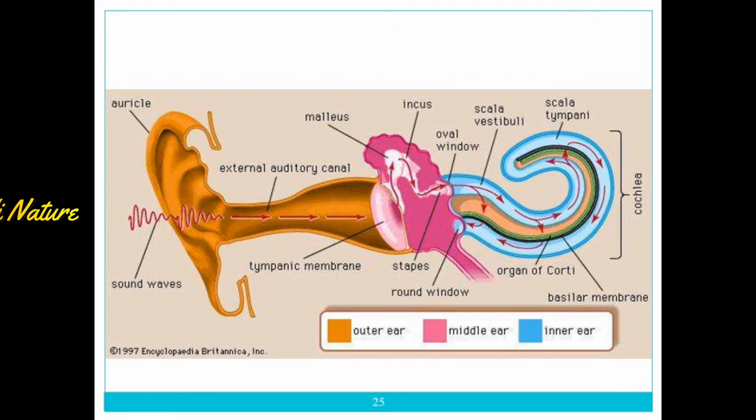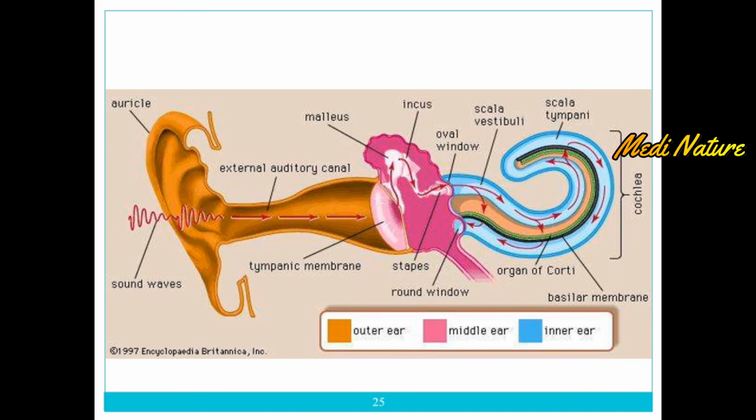So this picture gives you an idea of how sound is produced. You can see the sound waves come from the outside. They are collected by the auricle or the external earlobe. Then they go through the external auditory canal and finally hit the tympanic membrane or the eardrum. This vibration is amplified by the malleus, incus, and stapes. Then these amplified vibrations are transmitted to the cochlea. In the cochlea there is a structure called the organ of Corti. The organ of Corti is composed of those tiny hairs.